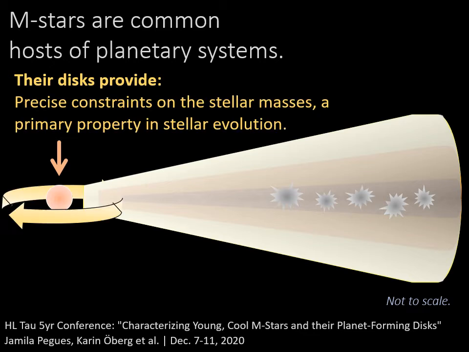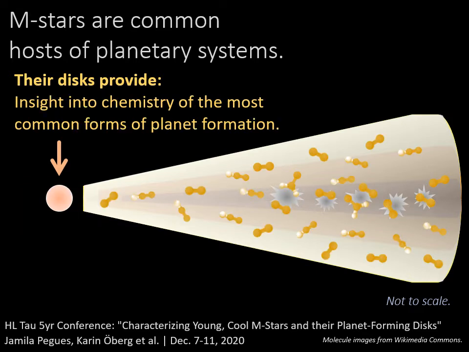For one, we can use the Keplerian rotation of these disks to actually put precise constraints on the stellar masses at the centers of these disks. And that's great because stellar mass is so important for understanding and mapping out stellar evolution. More generally, these disks are full of interesting chemistry, and if we understand that chemistry, we understand the chemistry that's involved in the most common forms of planet formation around these stars.